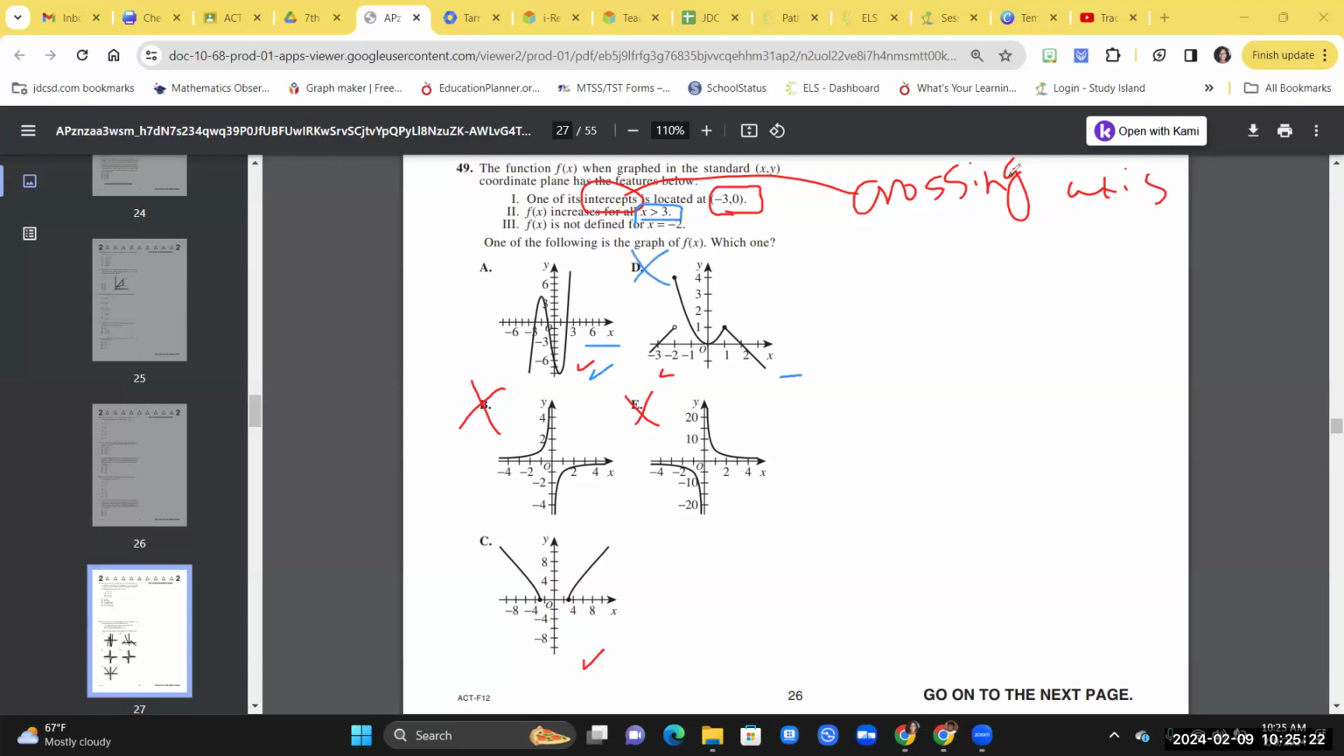No. Still increasing, yes. And f(x) is not defined at x of -2. Not defined will mean not seen or shown. So x of -2 will be left out. This one has something for -2. This one does not, so it'll be C.